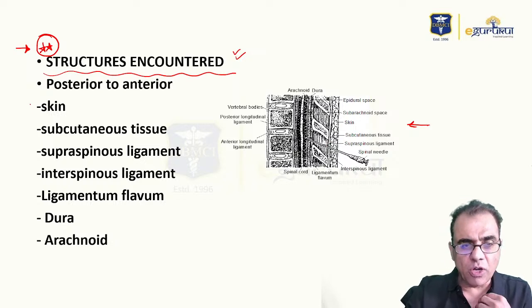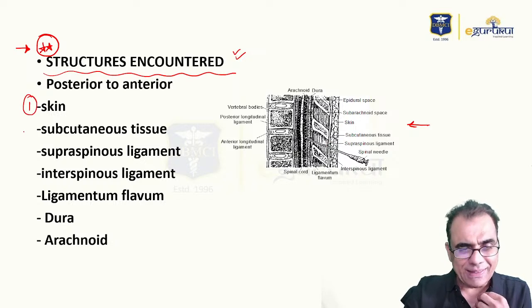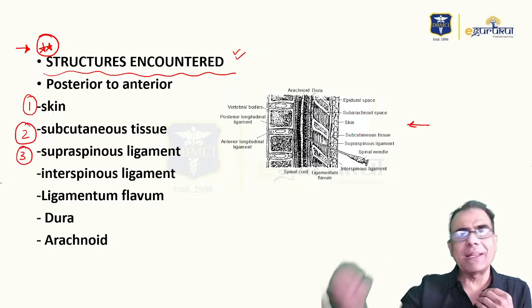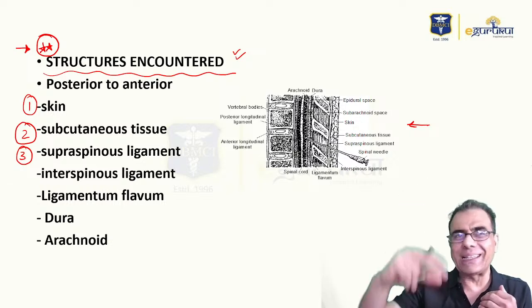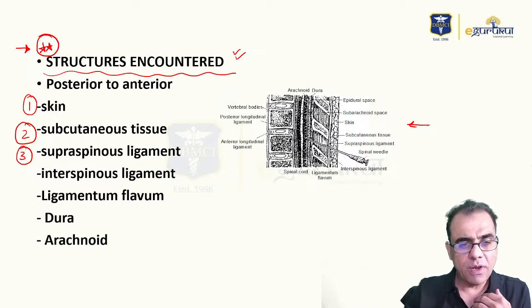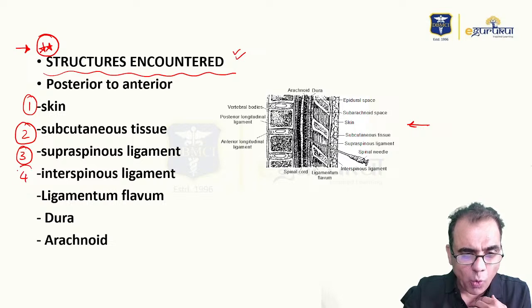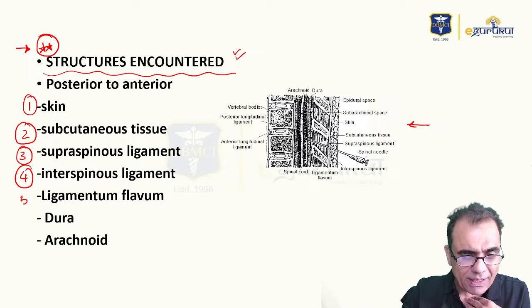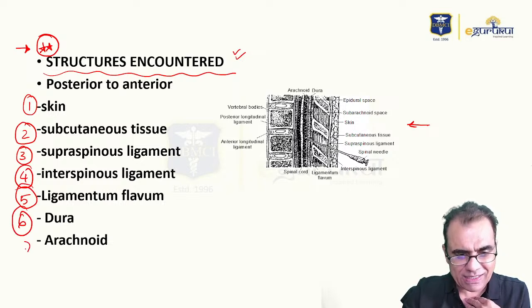So first you are going to encounter is the skin, then obviously subcutaneous tissue, then the supraspinous ligament. Supraspinous ligament means the ligament which connects the tip of spinous processes. Interspinous ligament which connects the spinous processes. Then is the ligamentum flavum, and then is the dura, and then is the arachnoid.